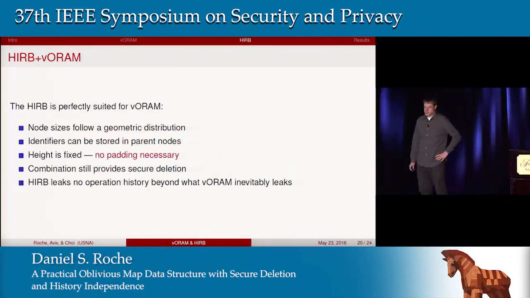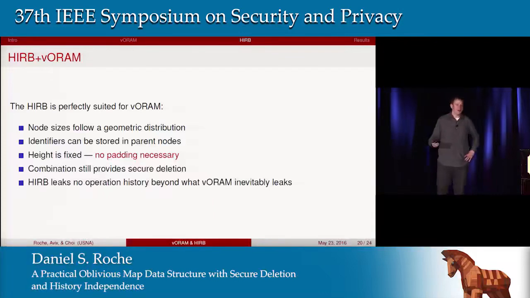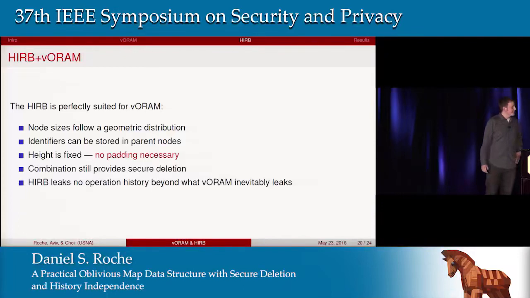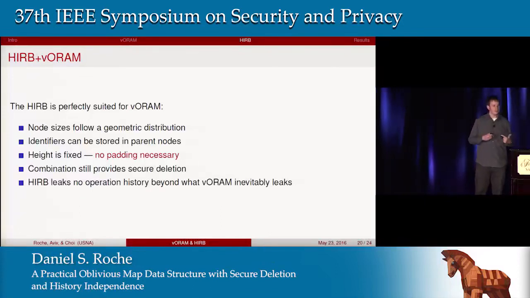Cool. So what you should notice is that Herb and VORAM work perfectly together, almost like we specifically designed them only to work in this one context with each other. And that's great, and we're going to see some nice performance benefits from this, and these are some of the aspects. So everything is only stored in the parent nodes, including identifiers in the Herb, and in the VORAM, remember, we're storing encryption keys in each of the parent nodes that also gives us our secure deletion.